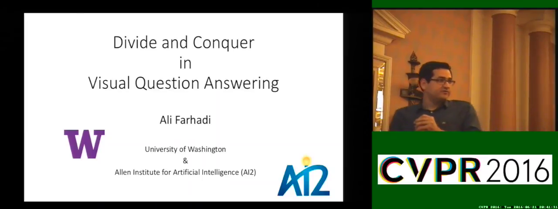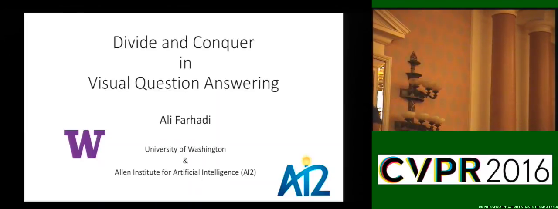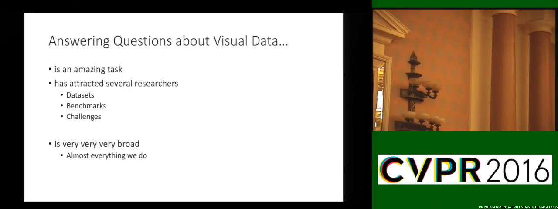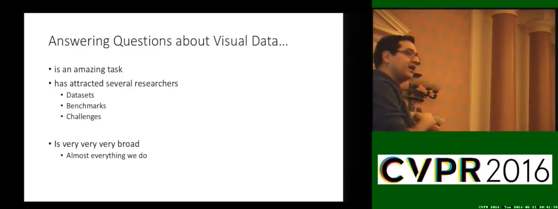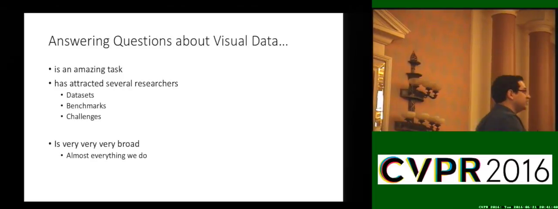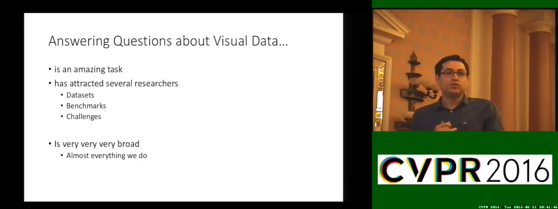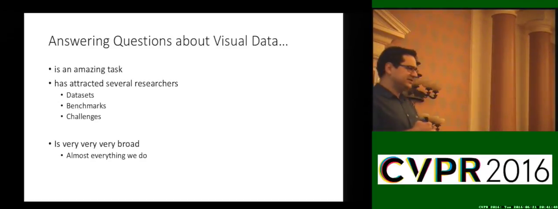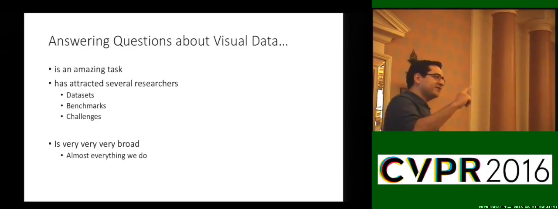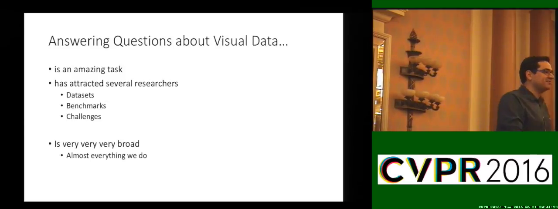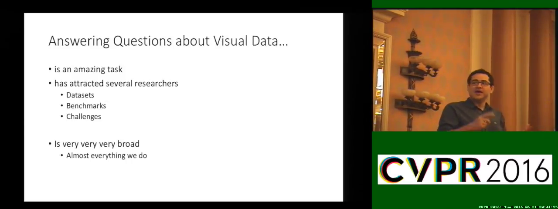So, divide and conquer in visual question answering. At this point, I don't need to say that VQA is an amazing task. It attracted a lot of us working on it from a variety of different aspects, and very quickly the community started working on it. In less than a year, we have a benchmark, half a dozen data sets, maybe a dozen different algorithms, and we have a challenge.